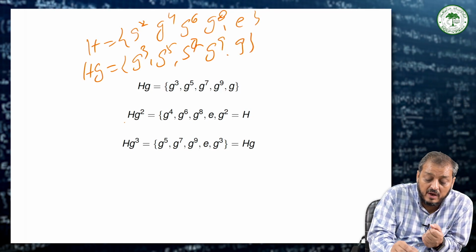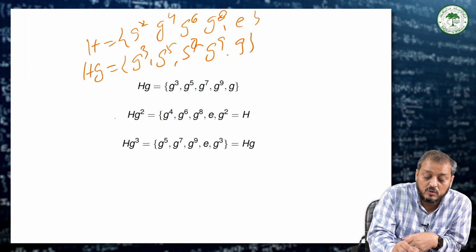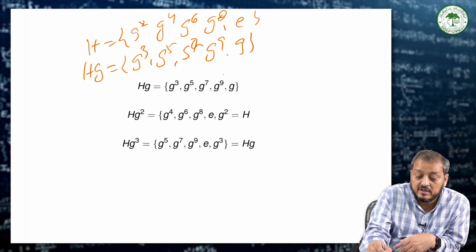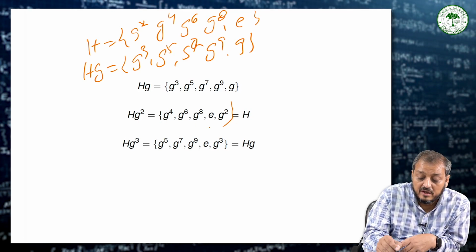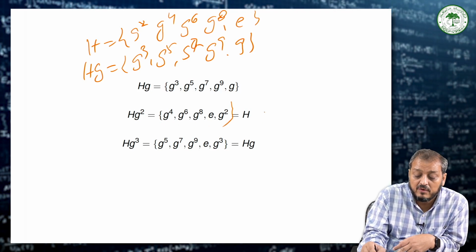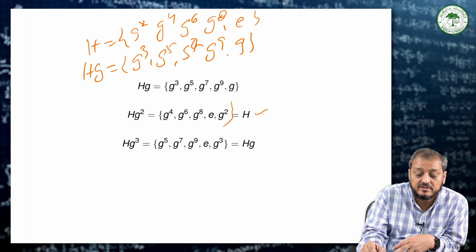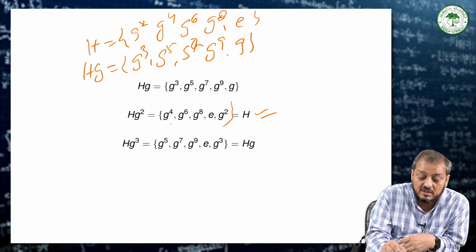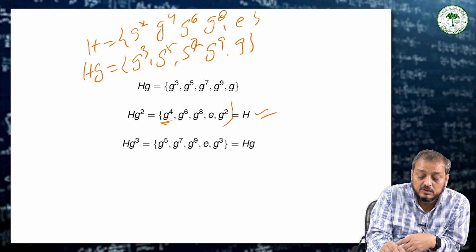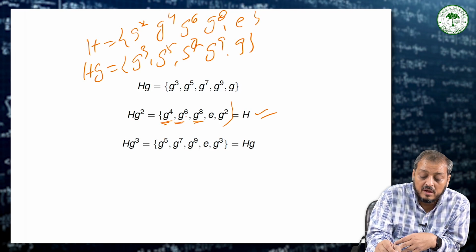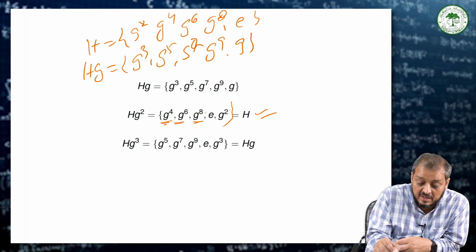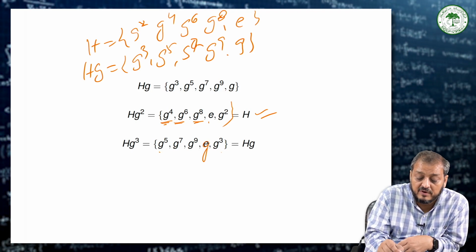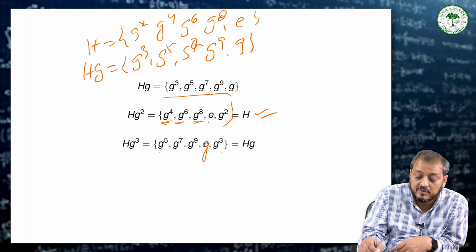Now if you take H of g squared, you have g squared, then you write g to the power 4, g to the power 6, 8 and 10 equal to identity and g squared. And then you see this is the same as H. If we take H of g to the power 3, then you have g to the power 5, g to the power 7, g to the power 9 and g to the power 3 is there. So g to the power 3, g to the power 5, 7, 9 and g. So this is nothing but equal to Hg.